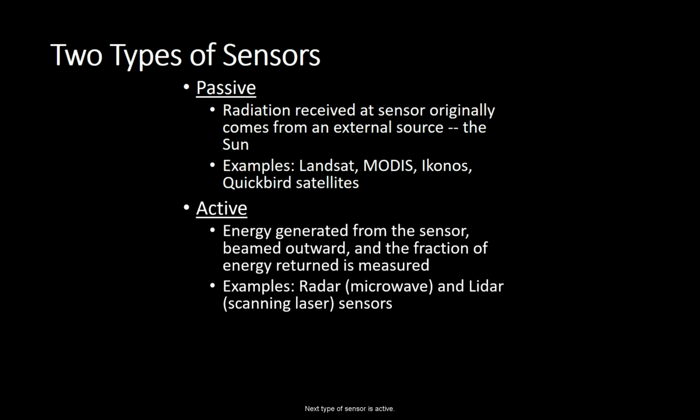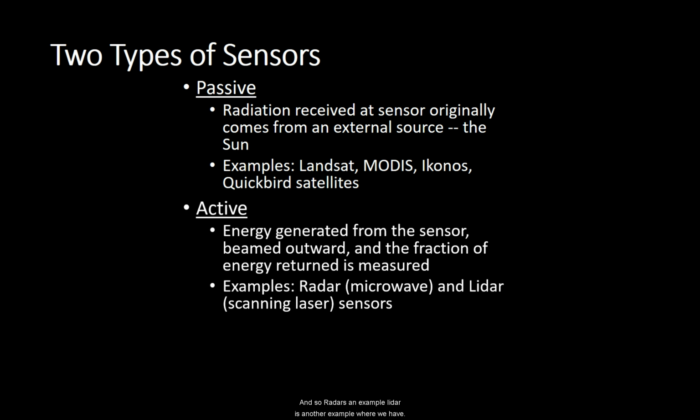The next type of sensor is active, where energy is generated from the sensor and it beams outward, and a fraction of the energy returns back to that sensor and it is measured. Okay, so an example of this would be our radar, where we send microwave impulses to measure the size of particulate matter. As I'm sitting here looking at my window, it is snowing. And the radar imagery is showing me that we have ice particles, we have hail, and so that radar is an active sensor that is now beaming that information back. And so radar is an example.